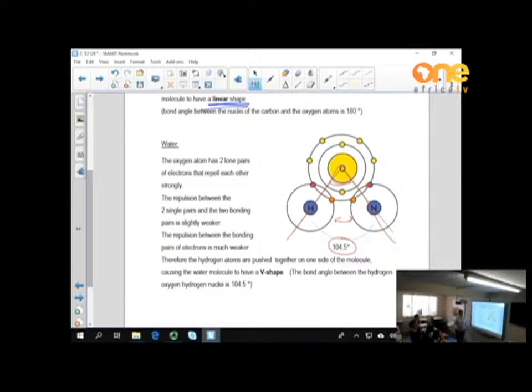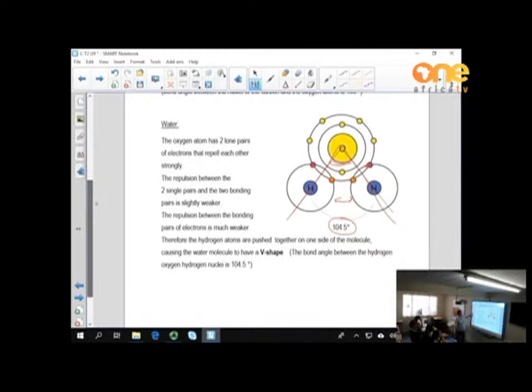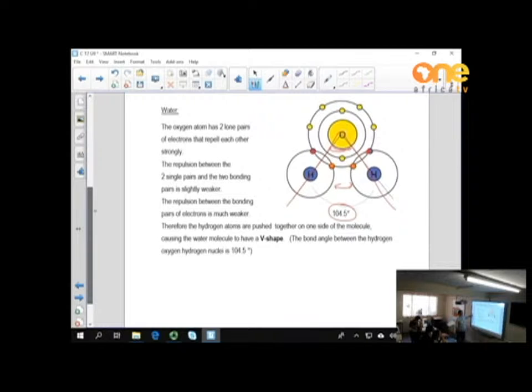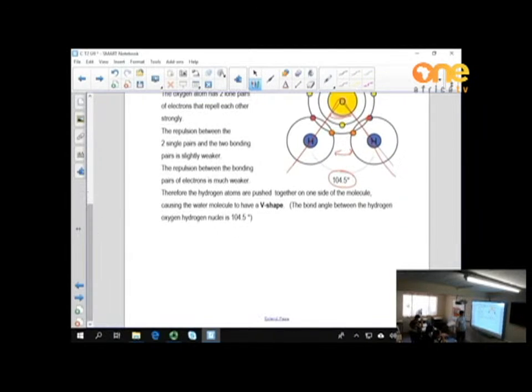Now you need to remember the size of the angle. They won't ask you obscure examples, but you need to know carbon dioxide, water, ammonia, and methane. These are the classic examples for V-shaped, pyramidal, tetrahedral. So water then is 104.5 degrees, the bond angle.